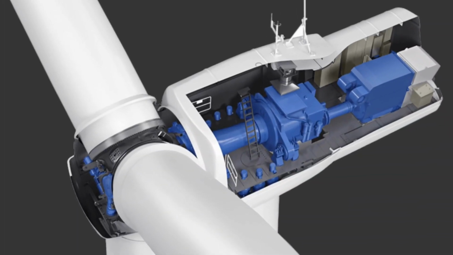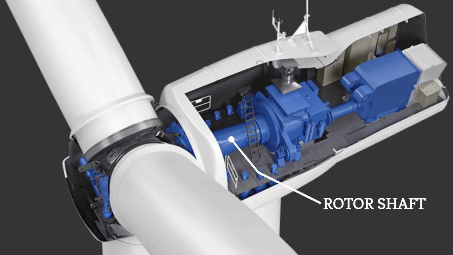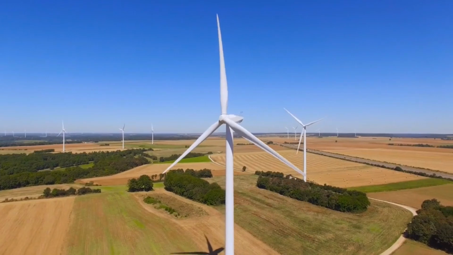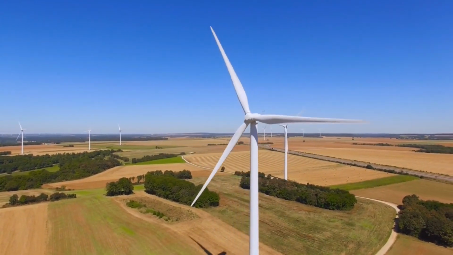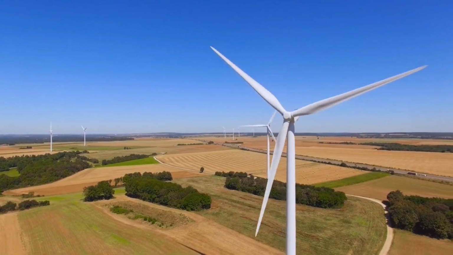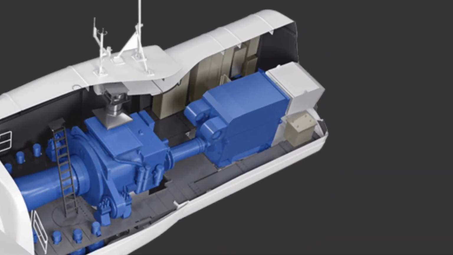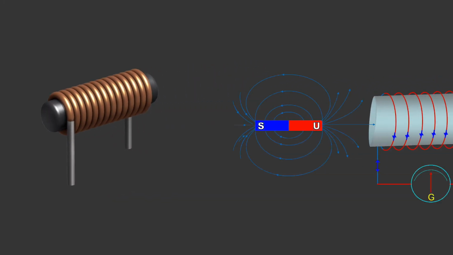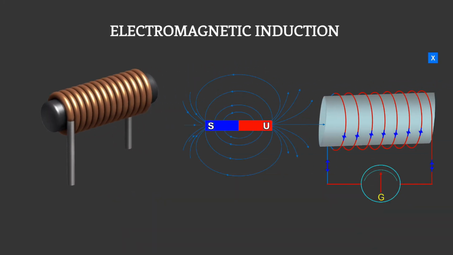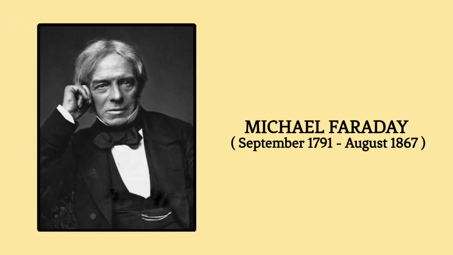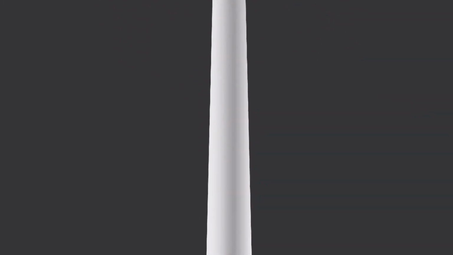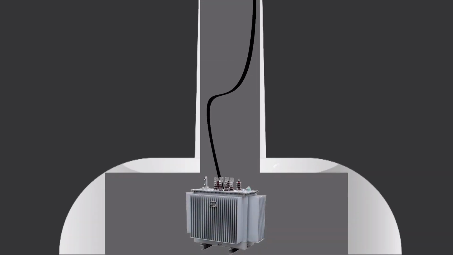As the blades spin, they turn a rotor connected to a generator, which is located in the nacelle. The rotor's rotational speed depends on factors such as wind speed and blade design. Inside the generator, the rotating motion of the rotor shaft interacts with magnetic fields, inducing an electric current in the coils of wire. This process follows the principle of electromagnetic induction, which was introduced by Michael Faraday in the 19th century. The current produced by the generator is transferred to a transformer inside the tower through a long cable.